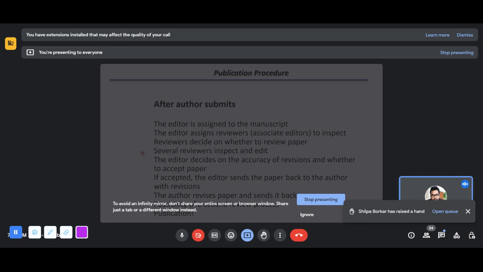The procedure is that once you submit this paper to the editor in chief, there will be some associate editors under him. He will assign your paper to an associate editor, and then an executive editor will be selected. So you write to the editor in chief, he gives it to some associate editor, and he selects some executive editor.